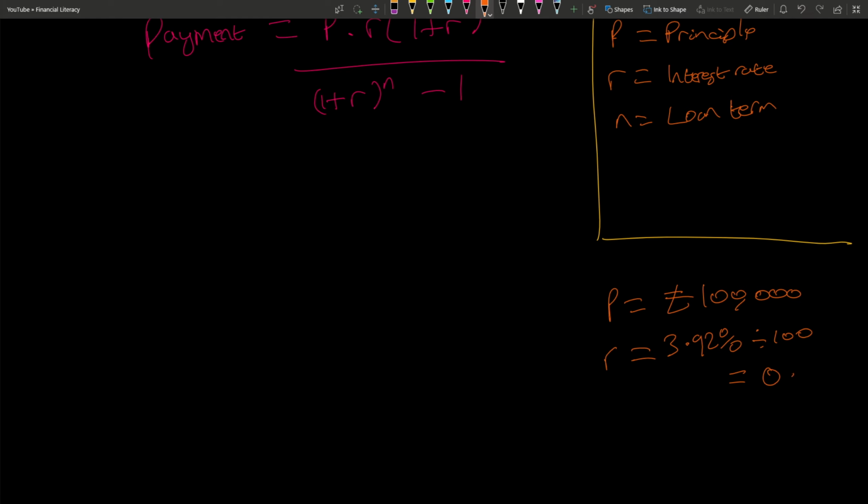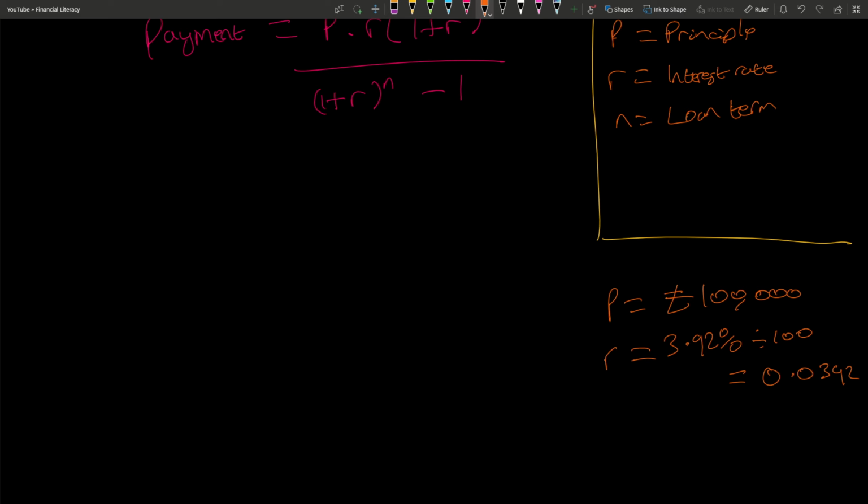So 0.0392. You might be asking, can you get rid of the decimal points? Can I round it to 2 decimal points, 3, 4 decimal points? Technically you can, but you won't get as accurate of a calculation, as you can imagine.